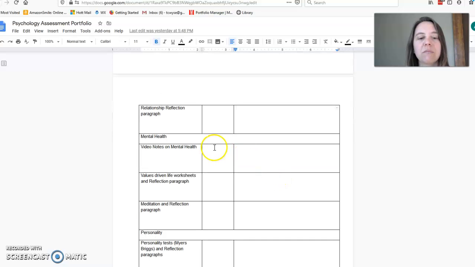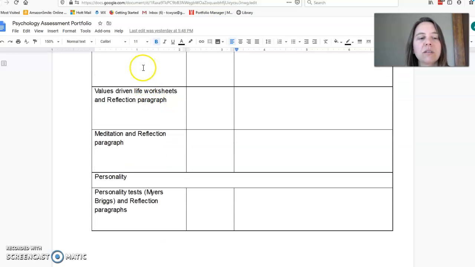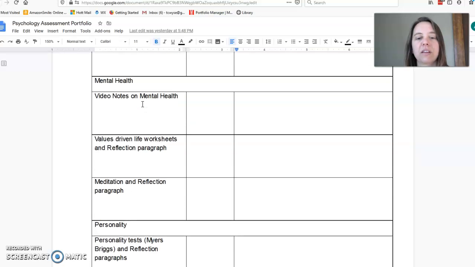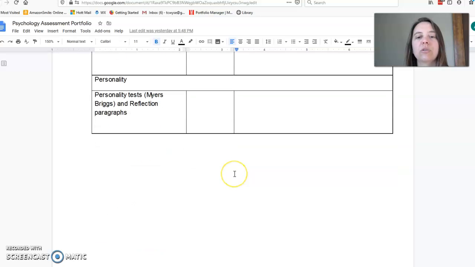And we also studied mental health. I want to make this a little bit bigger so it's easier to see on your computer. So mental health, we did video notes on mental health. We did a values-driven packet, and we did a meditation and a reflection paragraph, and we also did a reflection paragraph on our values-driven life. And so again, yes or no, in paper, on poster, or a sentence about what you learned from that information or those exercises.